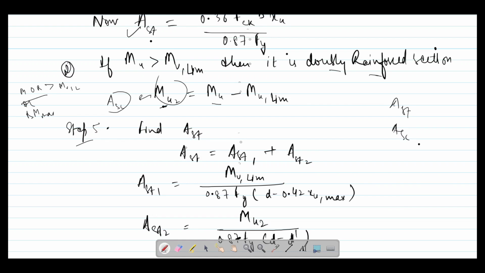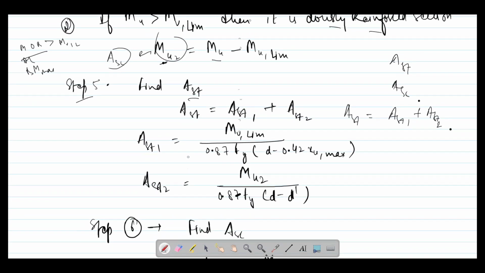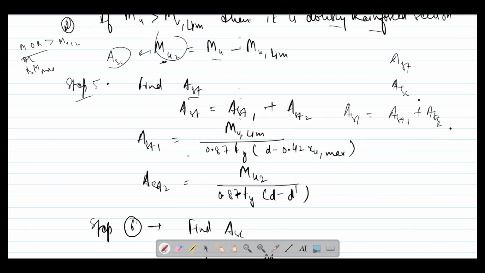Now the fifth step is to find out Ast. Ast is nothing but the area of steel in tension, and area of steel in tension has two values, that is Ast1 plus Ast2. Now in order to find out this Ast1 value, that is the area of steel in tension zone, we'll use Mu limiting value in one formula, and that is Ast1 is equal to Mu limiting upon 0.87 fy into (d minus 0.42 xu max). That is the old formula, and the second formula is Ast2.